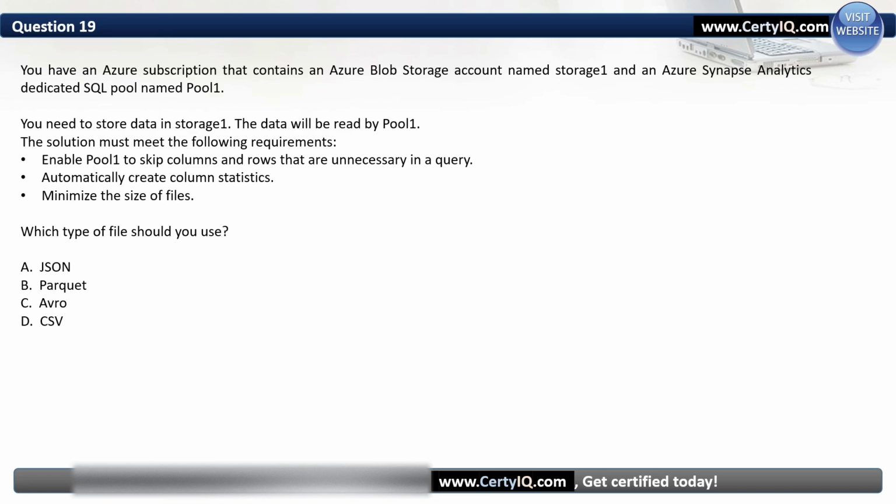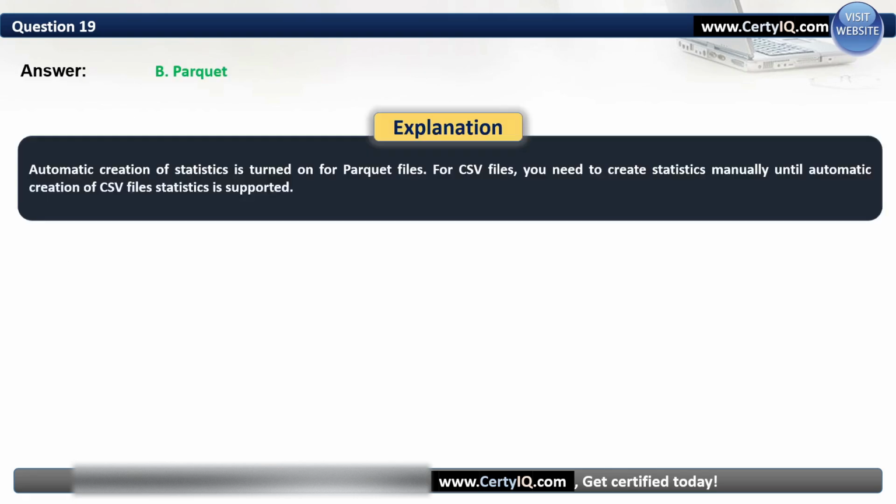The correct option is B. Parquet. Automatic creation of statistics is turned on for Parquet files. For CSV files, you need to create statistics manually until automatic creation of CSV file statistics is supported.